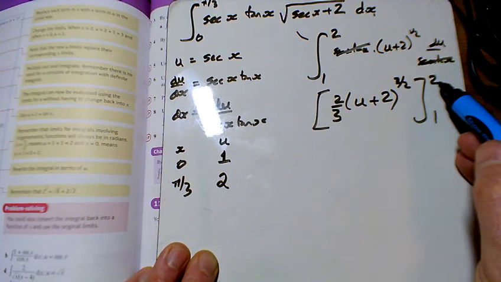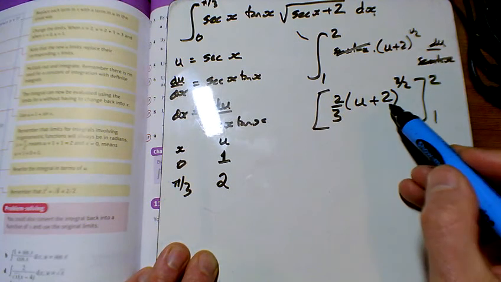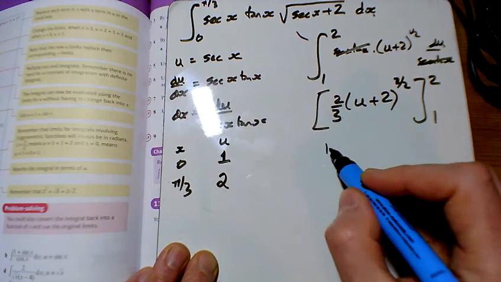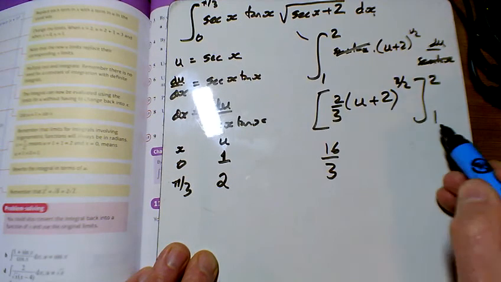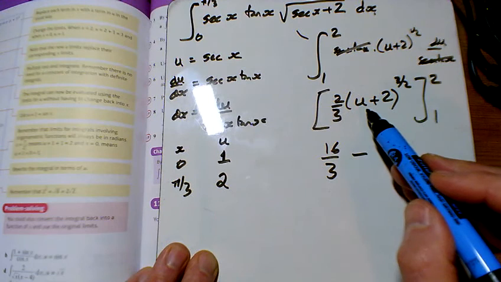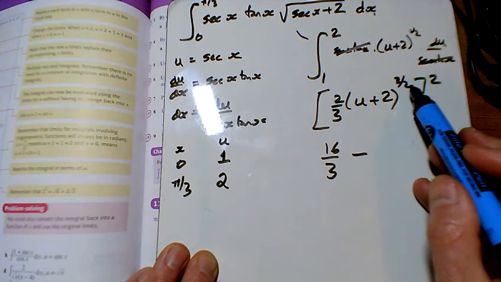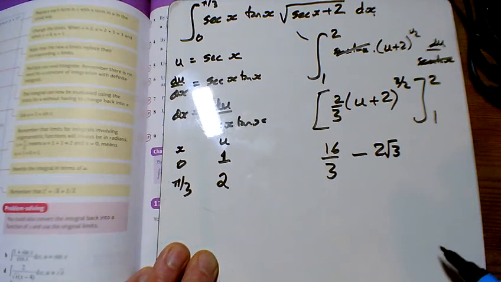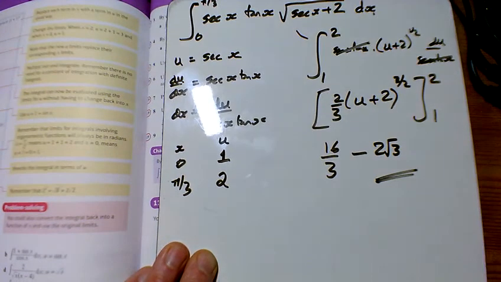So stick the 2 in there. We've got 4, square rooted is 2, cubed is 8. So we've got 16 over 3. And then put the 1 in there, we've got 3 square rooted cubed. So we've just got 2 root 3, I think, after all of that, haven't we? There you go.